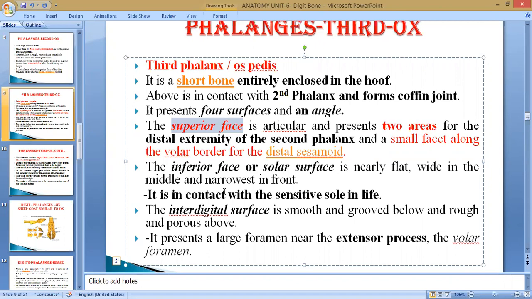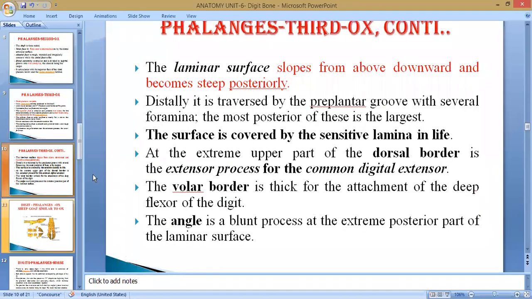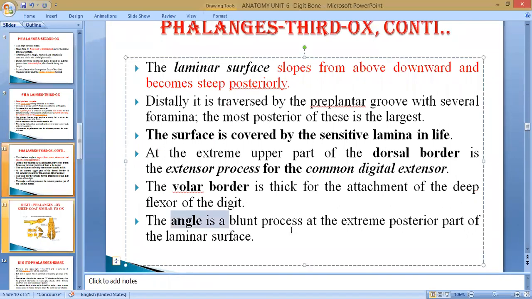Sensitive lamina are present all around the third phalanx, but fewer in the interdigital space. This is the interdigital space in between the two, and this has the extensor process for the attachment of the tendon of the extensor group of muscles, and the volar foramen. And last was the lamellar surface. This is in the form of a slope, and has sensitive lamina over this surface, and finally it converts into the blunt or pointed process anteriorly, that is called the angle of this third phalanx.